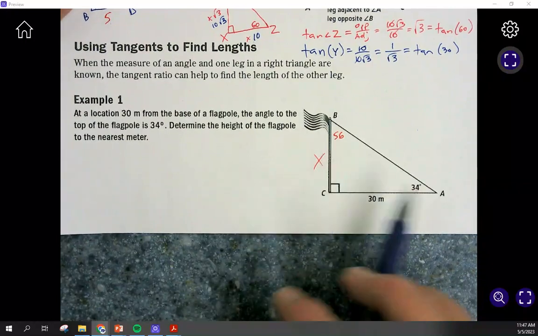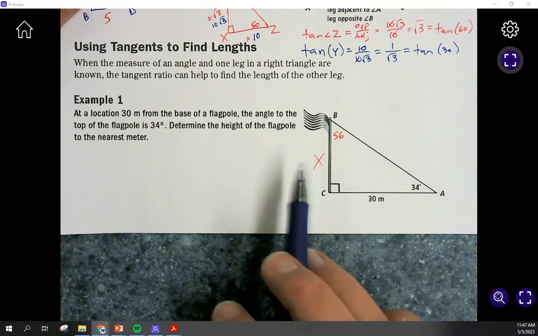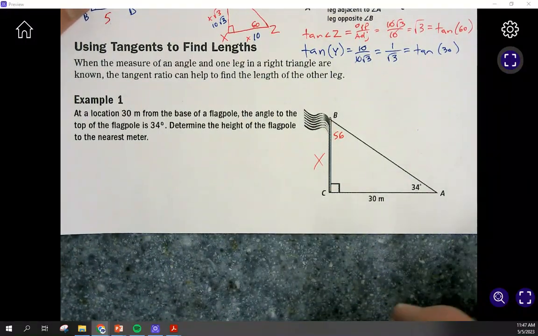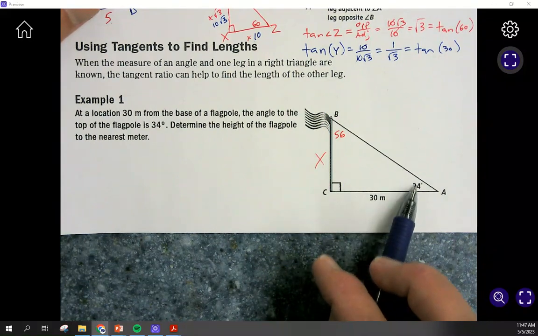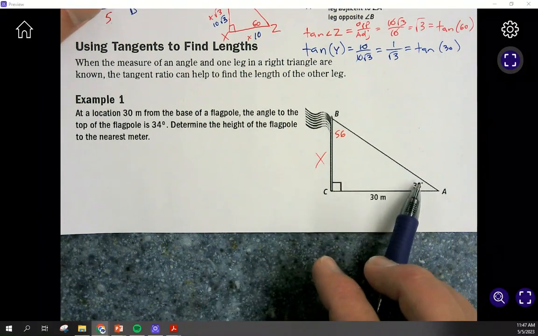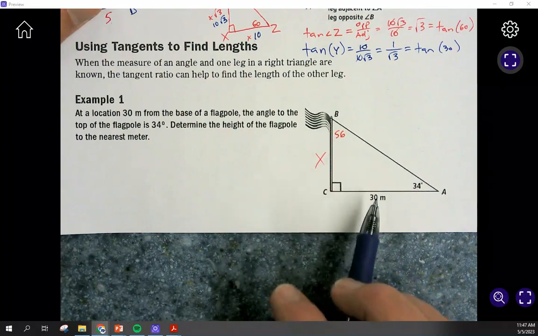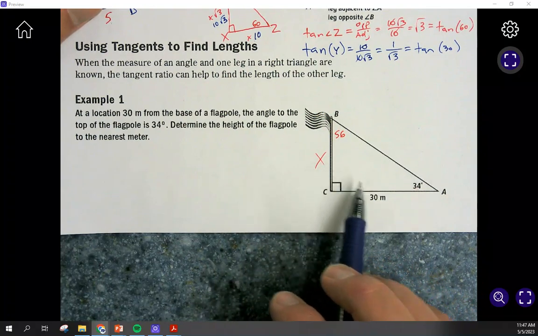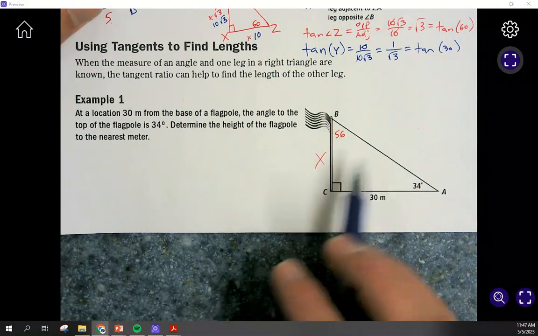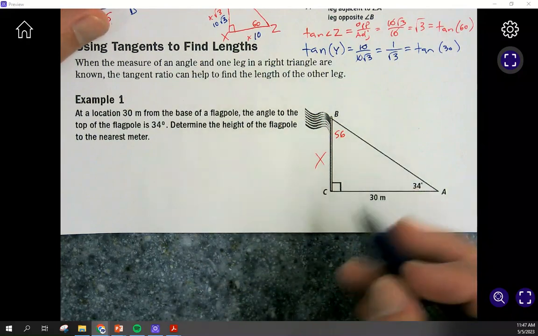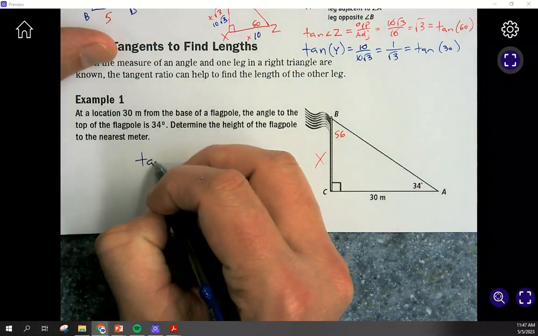And in the future, once we've studied them all, you'll have to determine which one to use based on the information that's given. But because the two sides that I'm working with here, from the 34 or from the 56, are the opposite and the adjacent, we're not using hypotenuse, then that means I am using tangent to do this.